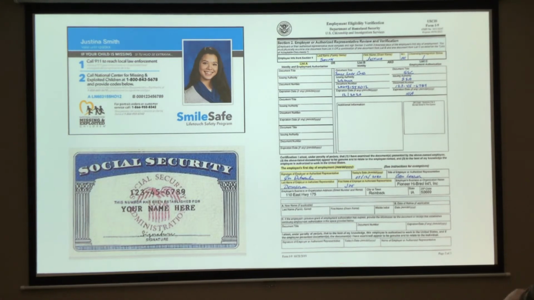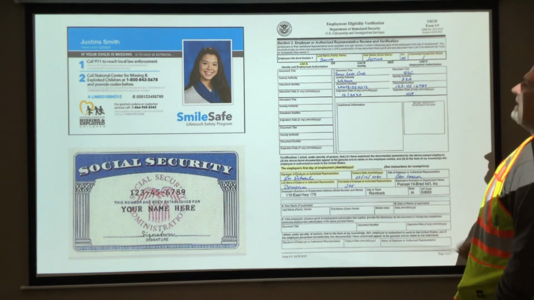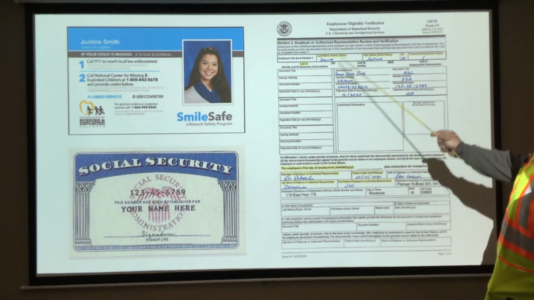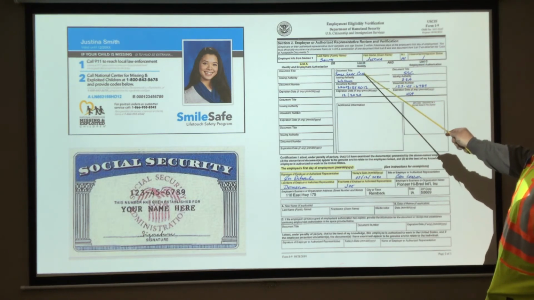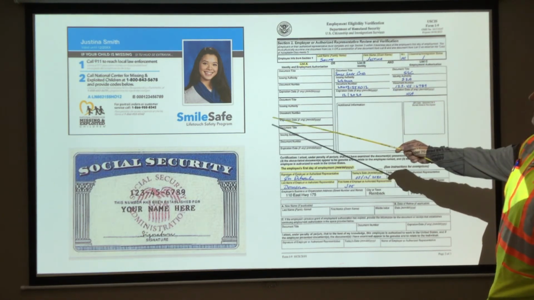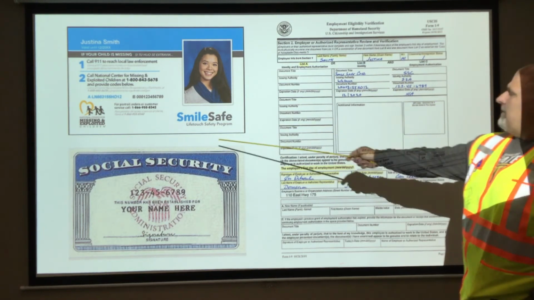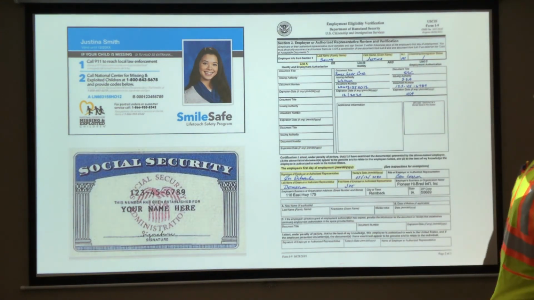Another one you might run across is a card put out by the National Center for Missing and Exploited Children. A company called Life Touch provides them. They're called Smile Safe cards. Okay? A lot of kids got these through the schools. In this case, individual's name up here, List B document is called a Smile Safe card. Issuing authority is Life Touch. They're the company that puts it out.